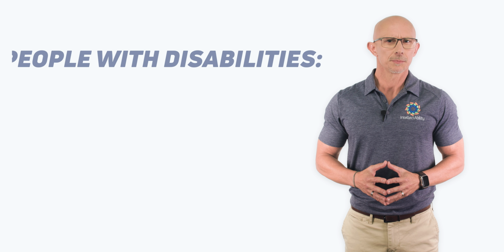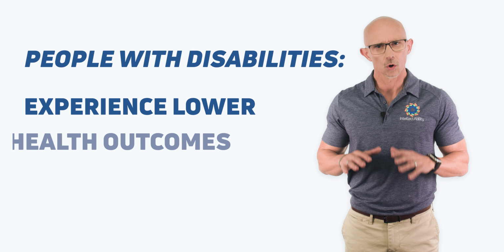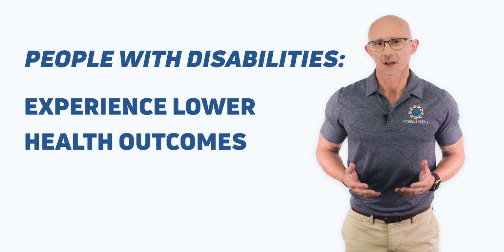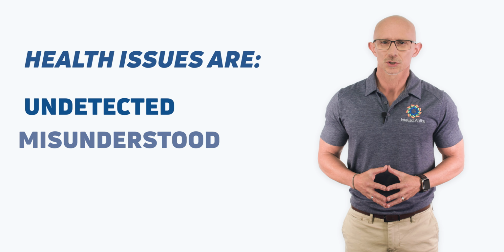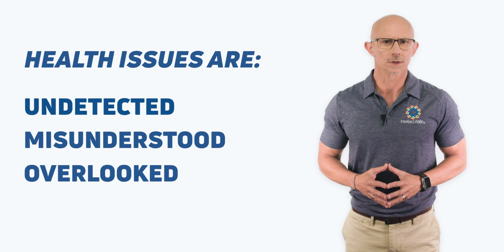We know that our quality of life is directly tied to our health. Unfortunately, people with disabilities often experience lower health outcomes, not because of a lack of care, but because health issues are undetected, misunderstood, or innocently overlooked. And if someone does not communicate using words, their behavior might be their only way of saying something's wrong. When this occurs, there is a tendency to treat the behavior instead of the real issue or root cause. That's where the HRST comes in.